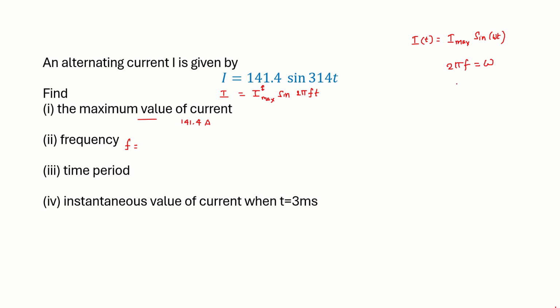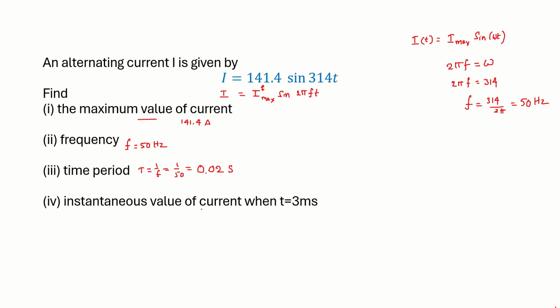Then the frequency. 314, this is the value of the angular frequency. From here I have to calculate only the frequency, 314 divided by 2 pi, the answer is nearly 50 hertz. And then the time period, which is equal to 1 by f, which is equal to 1 by 50, which is equal to 0.02. Time period means second unit.